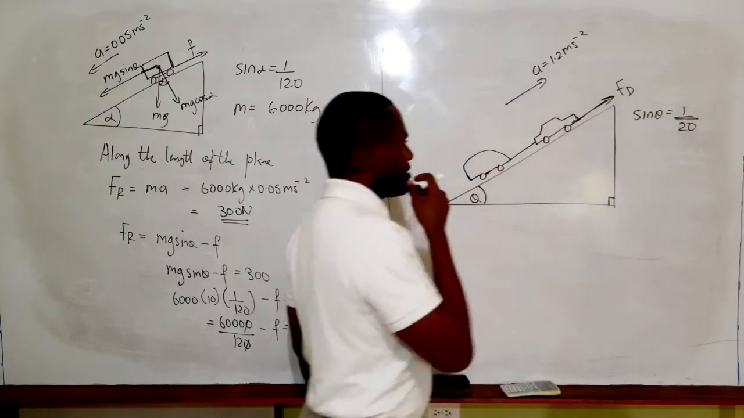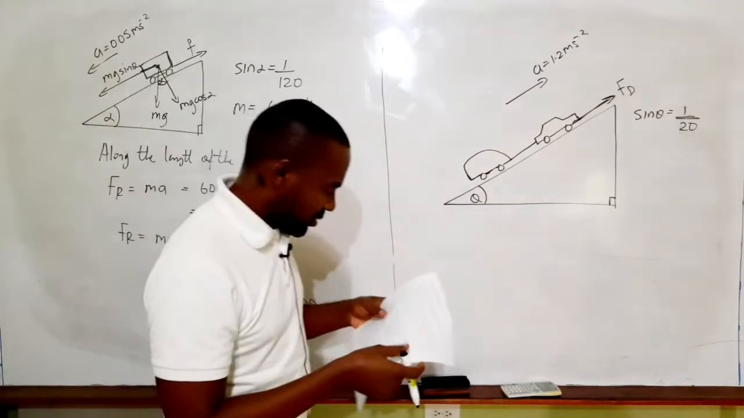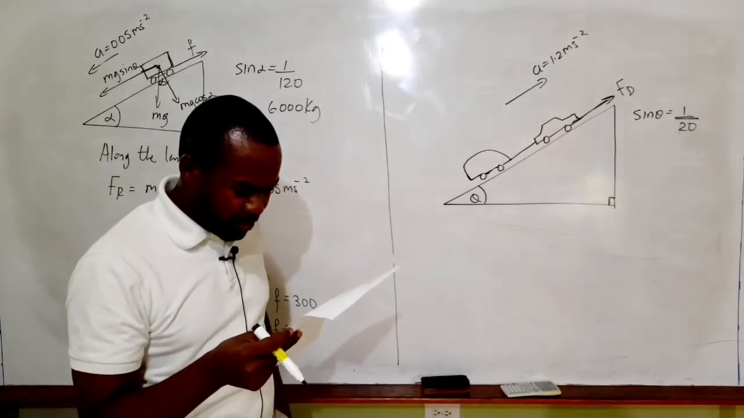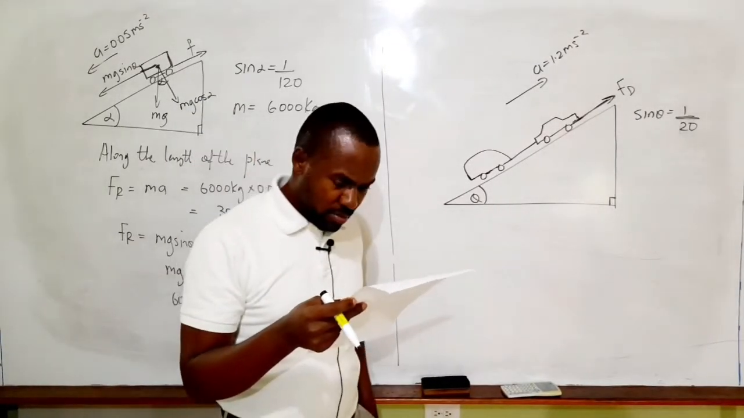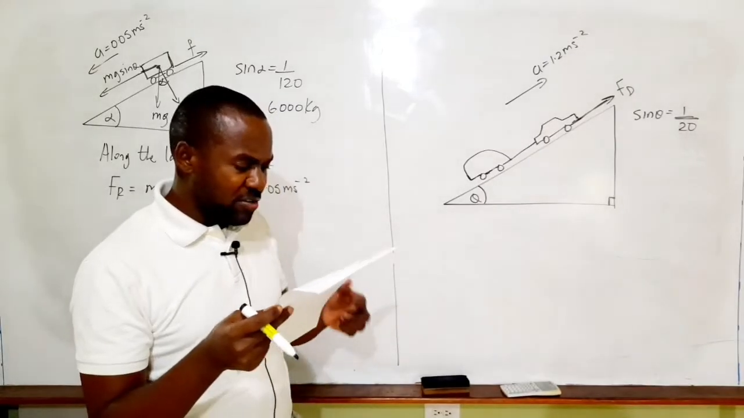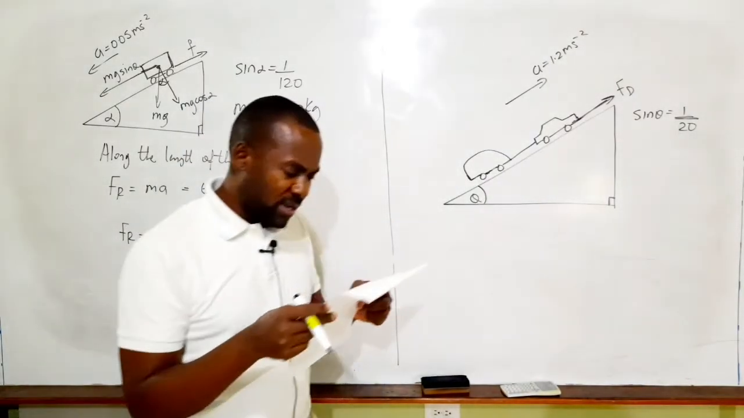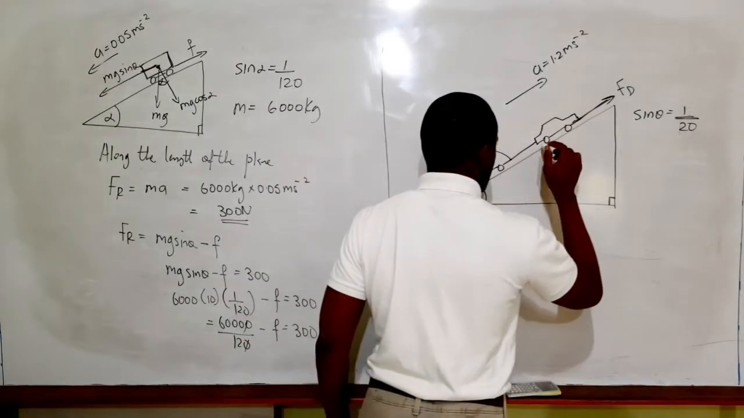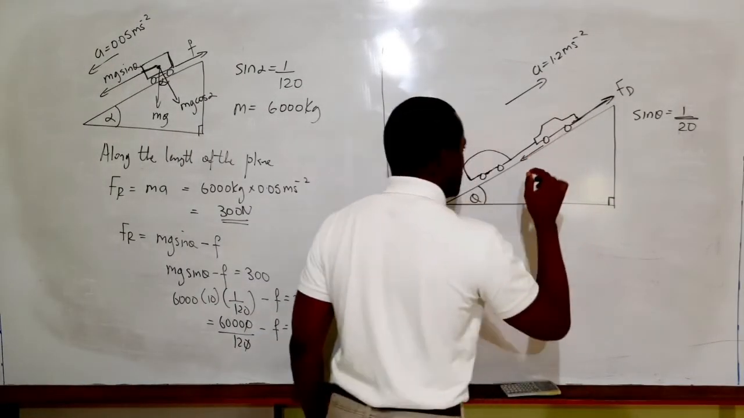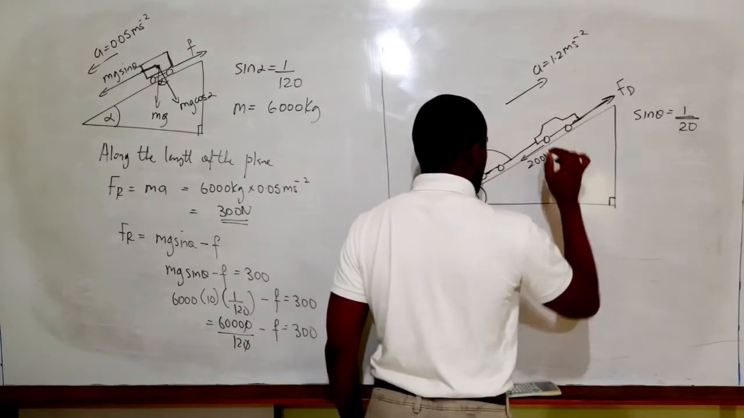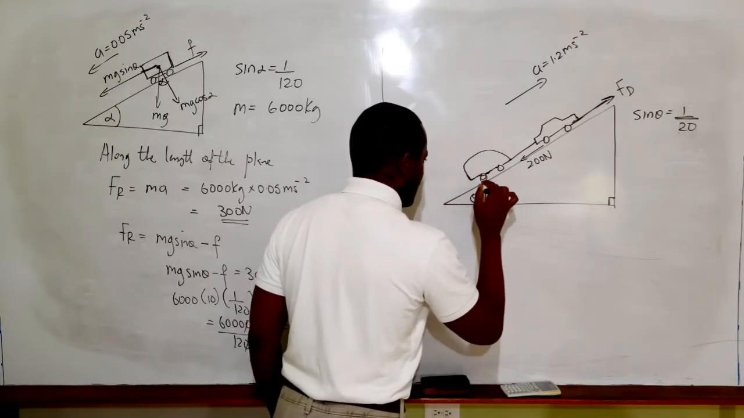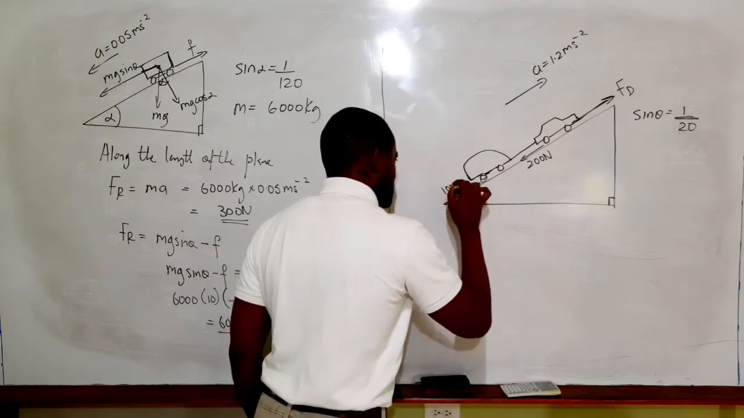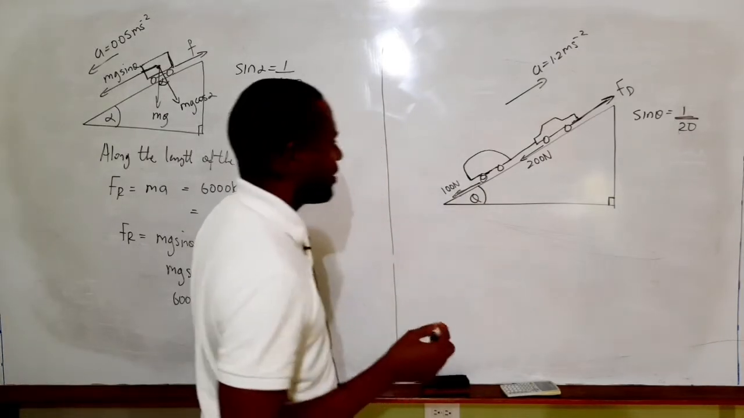Now, what are the other forces which are acting on these bodies? We're told that there are frictional resistances of 200 newtons and 100 newtons acting on the car and the caravan respectively. So right here, there is a frictional force of 200 newtons acting on the car. And there's also a frictional force of 100 newtons acting on the caravan.